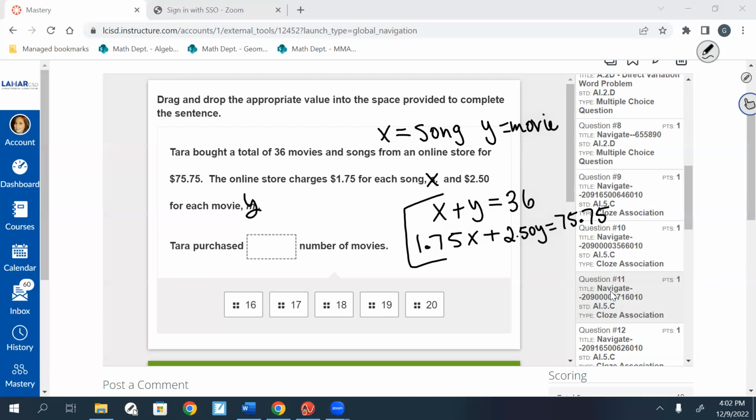So now you're going to take these two equations, put them in the solver, and then it says how many movies did she buy? So you're going to need the Y coordinate from it. So type this in the menu algebra system solve that we just showed, exactly as it looks on the screen, and then you need the Y coordinate from that.